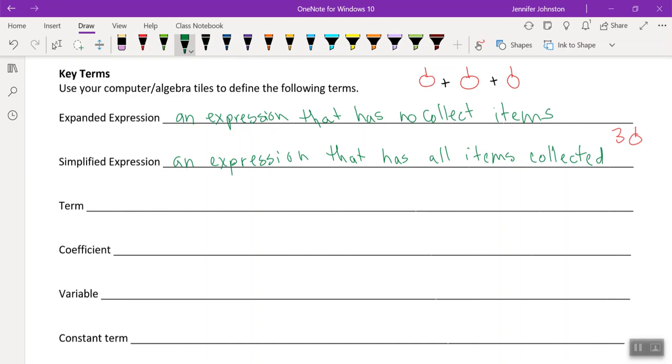Right, next looking at a term. A term is a single number and or variable separated by a plus or minus.